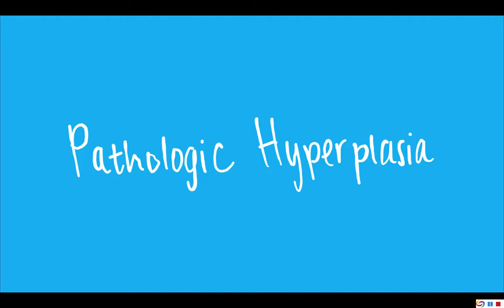Another example is proliferation of the endometrium due to a prolonged estrogen stimulus. So you can get pathologic hyperplasia of the endometrium, but you can also have that normal physiologic hyperplasia of the endometrium. So it just depends on the situation.